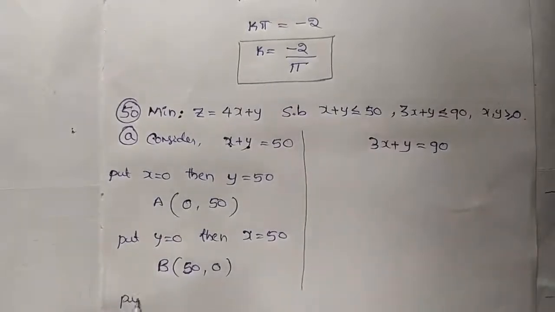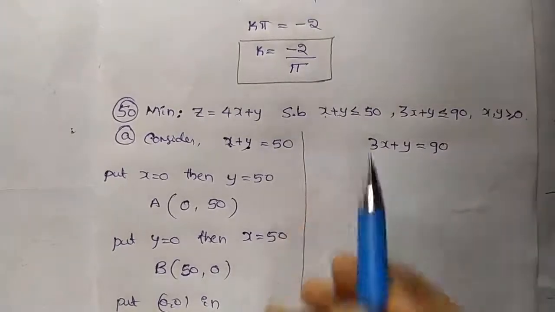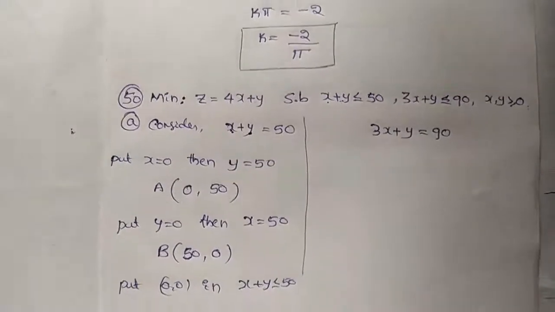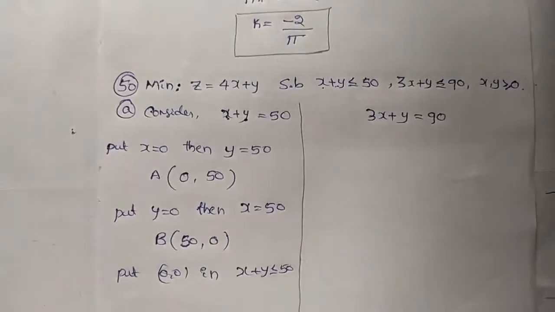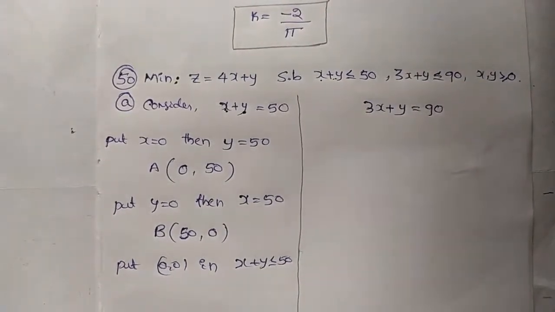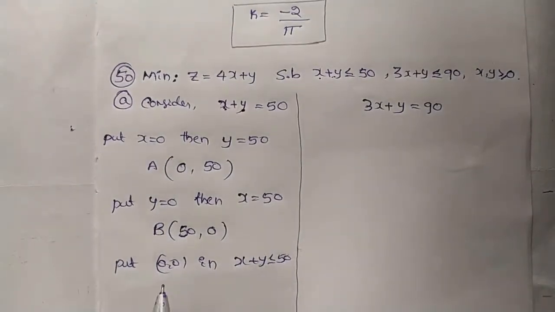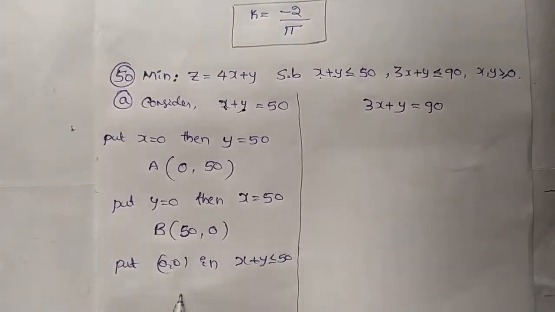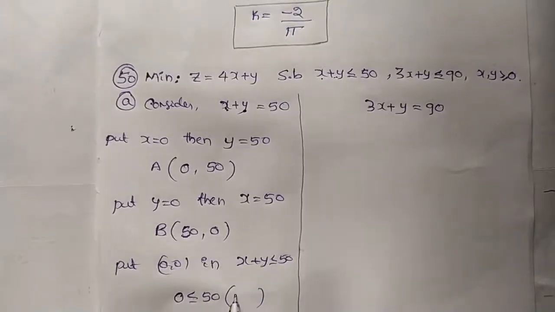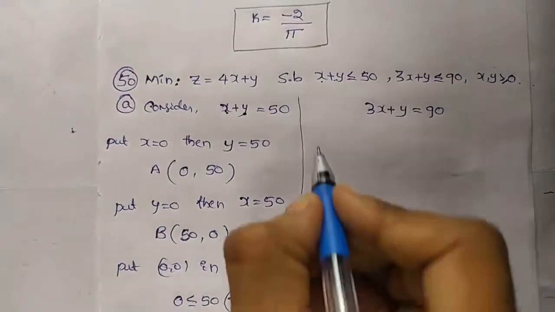After that put 0 comma 0 in the given constraint, x plus y less than or equal to 50, to verify whether the constraint is true or false. For this question you need a graph sheet. Kindly make sure you maintain a graph sheet while solving the 50th question. So 0 is less than or equal to 50, it says that 50 is more than 0. True or false? Yes, it is true. Similarly find C and D.